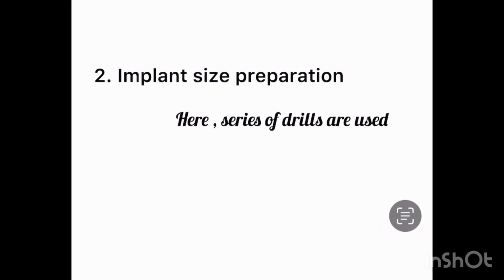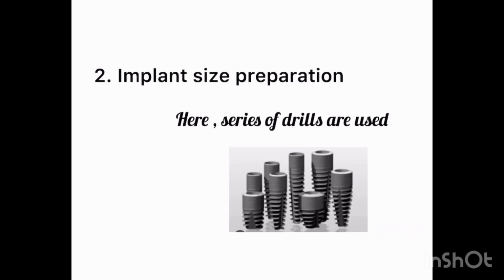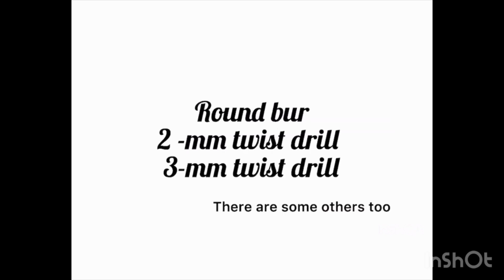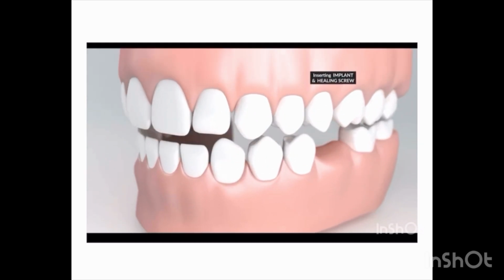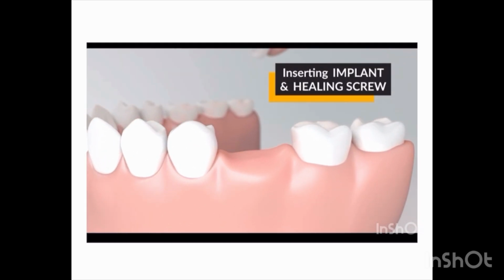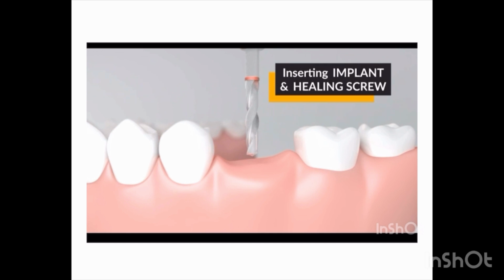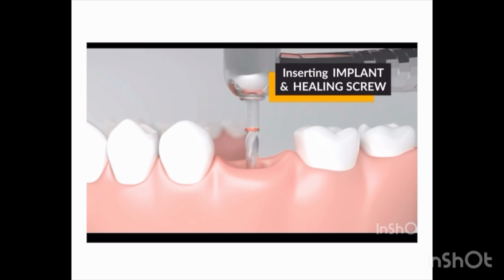Then the second step is implant site preparation. Here a series of drills are used to prepare the site: round burr, 2 mm twist drill, 3 mm twist drill, and there are some others too, but most commonly these are used. You can see the video here. The drilling is being done.